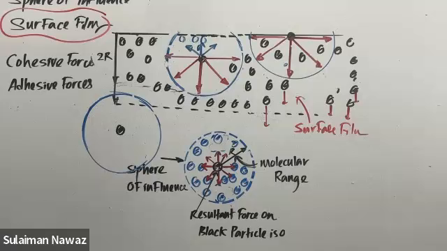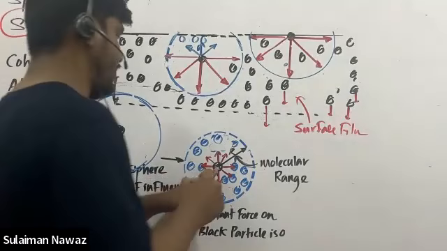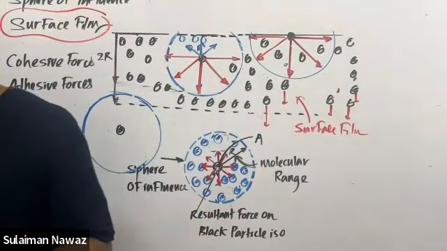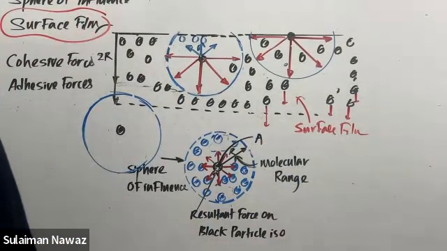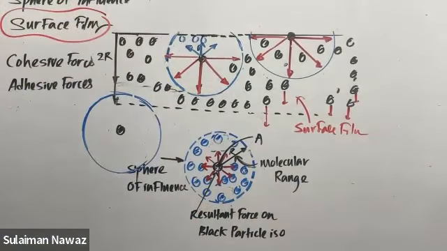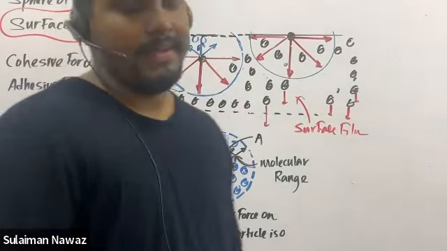Next point. The sphere of influence of a molecule such as capital A. Now name this molecule as capital A. Write down: the sphere of influence of a molecule such as capital A is situated completely inside the liquid.